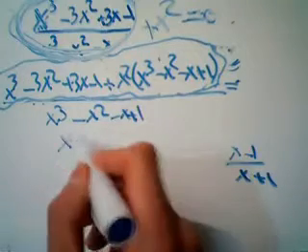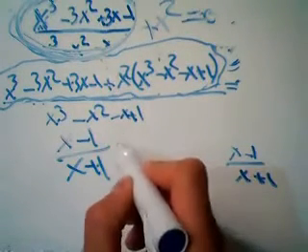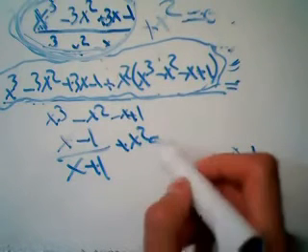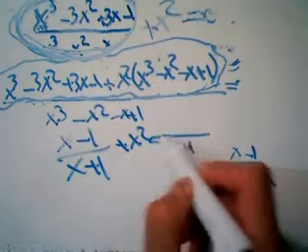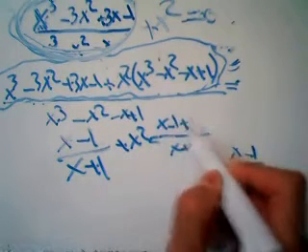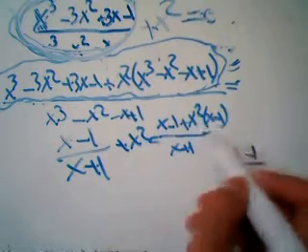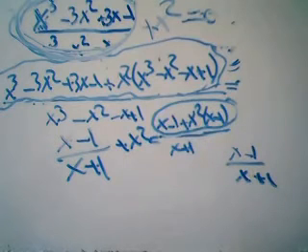Instead of this, you work with its equal fraction, which after adding it, gives x minus 1 plus x squared times x minus 1, and this would be of degree 3.